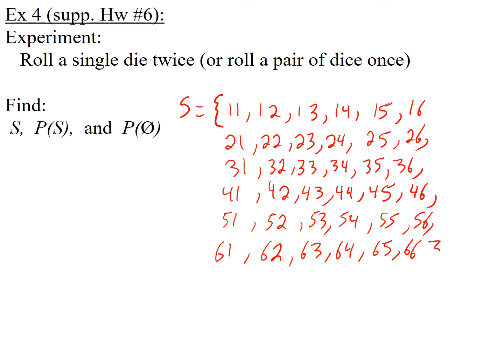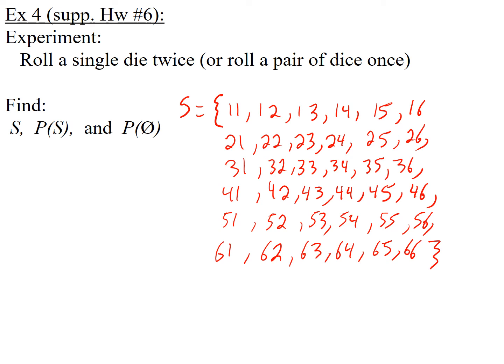So this one's rather long to write down, the whole sample space, but I wanted to write it down so you could see it. So those are all the outcomes. It turns out there's 36 different outcomes there. You can count them. There's 6 in each row, and there's 6 rows, so that's 36 outcomes there. Okay, so that's the answer for the sample space.